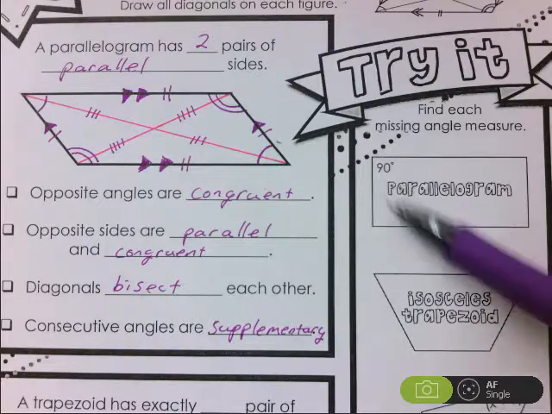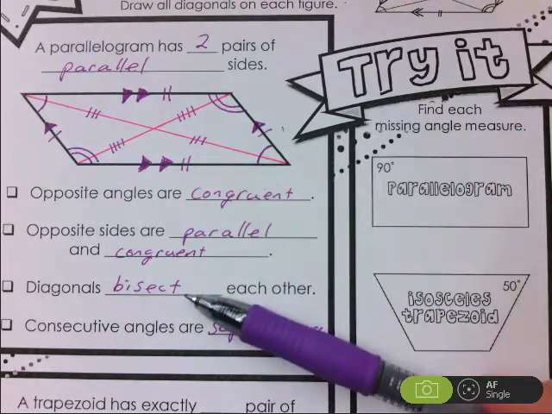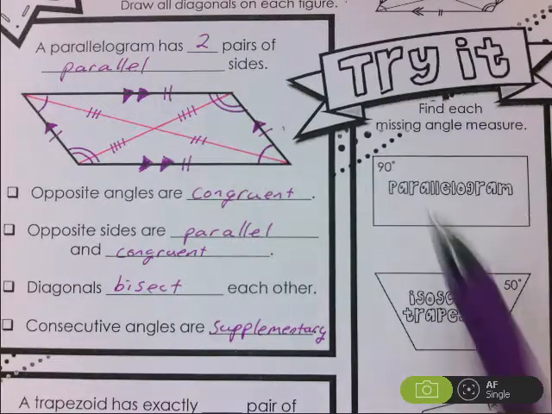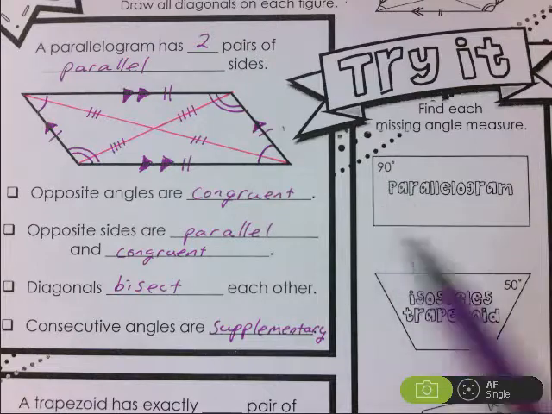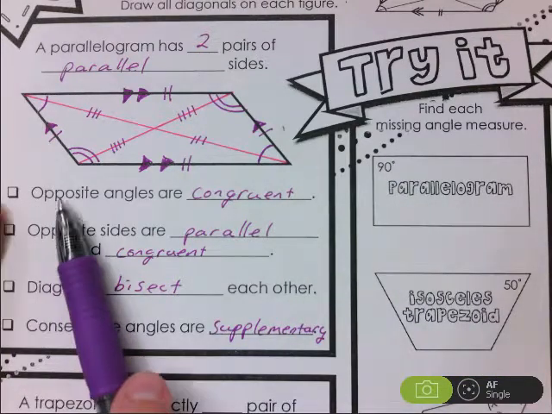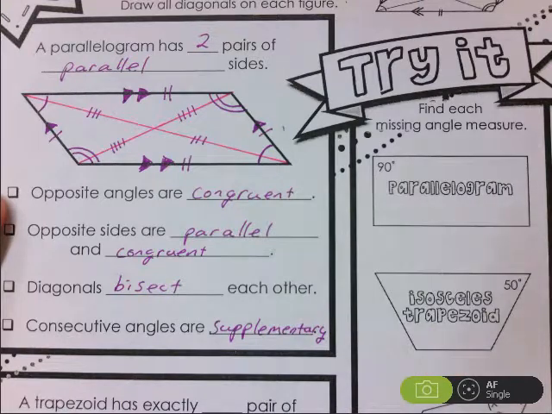So this one tells us it's a parallelogram, so we know all this information has to be true since it's a parallelogram. They told us one of the angles is 90. So what do we know about the other angles? Well, let's look here. It says opposite angles are congruent. So if this one's 90, then this corner has to be 90.